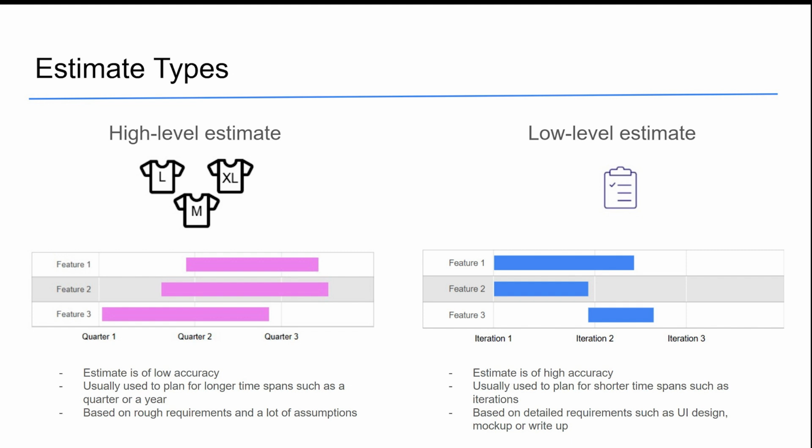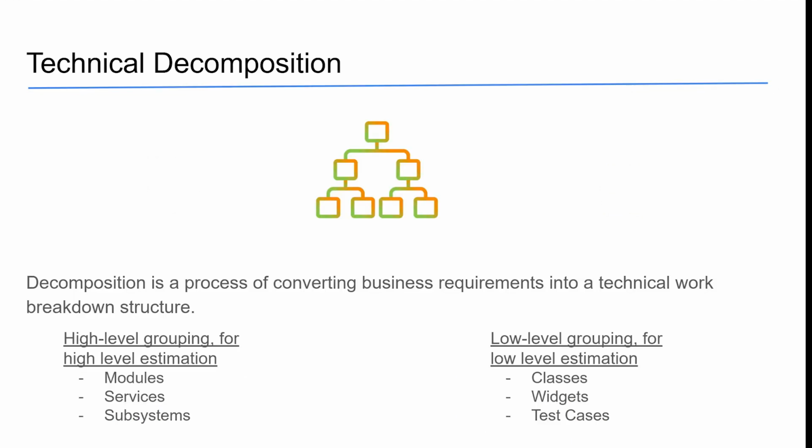Once the requirements are known and available, it's time to perform technical decomposition. The decomposition is a process of converting business requirements into a work breakdown structure containing coding, testing, and other development work necessary for feature implementation. Depending on the type of estimate, the decomposition can also be high-level and low-level. High-level decomposition may be grouped by major modules, services, and subsystems to be built, whereas low-level decomposition may include modifications in classes, UI widgets, creation of particular test cases, and other granular activities.